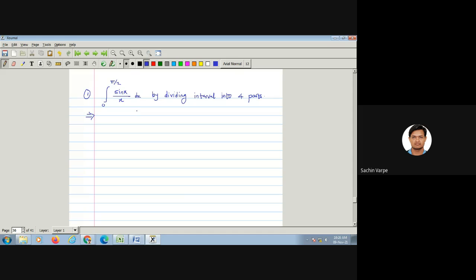First of all, we have to prepare a table for x values and corresponding y values so that we can substitute the ordinates there into the formula. Here we have been asked to use Simpson's 1/3 rule by dividing the interval into 4 parts. The interval is 0 to pi by 2. So when I divide the interval 0 to pi by 2 into 4 parts, what will be the length of each part?